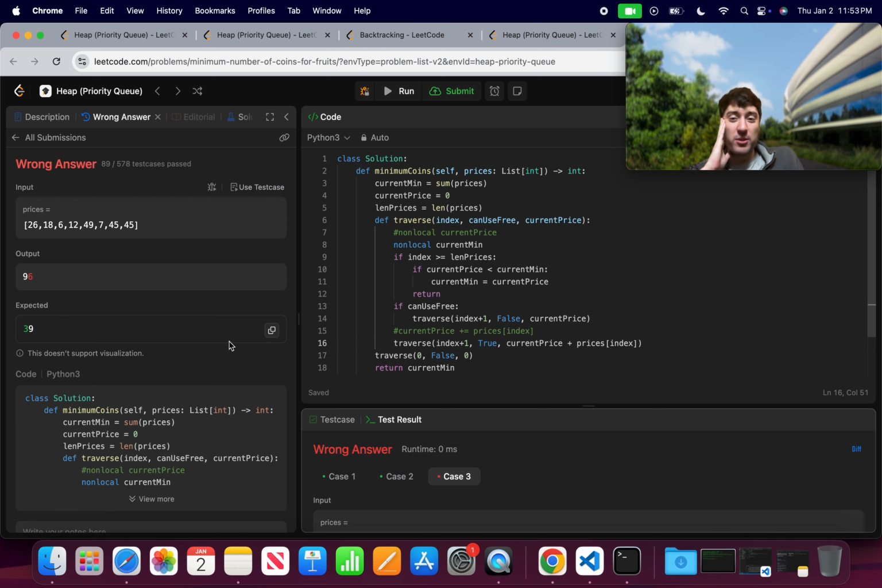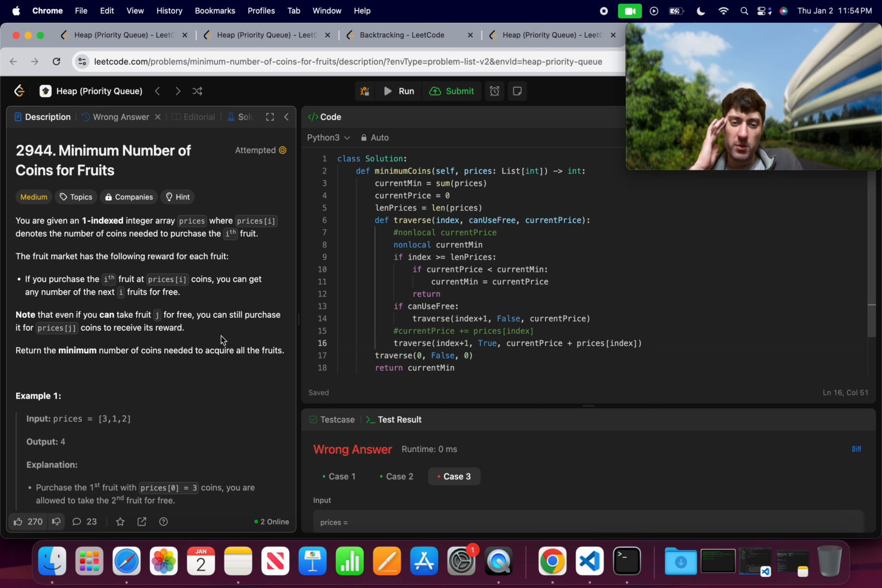Okay, so I was thinking about just, can I even solve it? Not even focusing on efficiency. Can I even just use a brute force method? I don't even know how to use a brute force method on this one, let alone an optimized solution. Minimum. We're minimizing something.